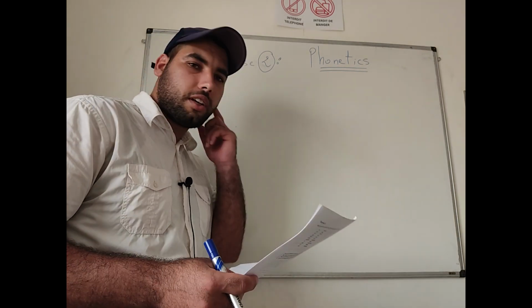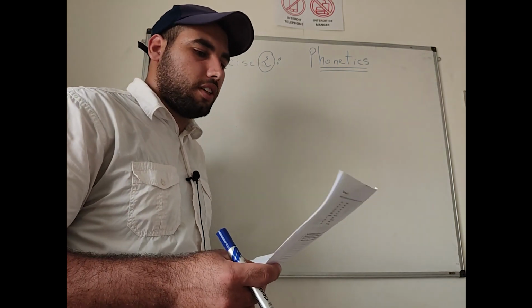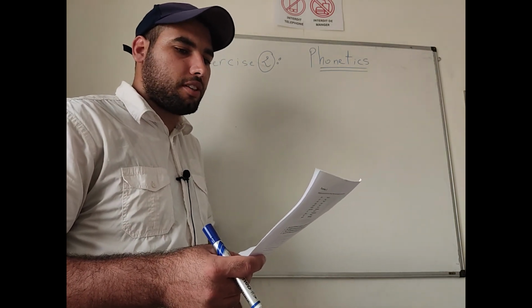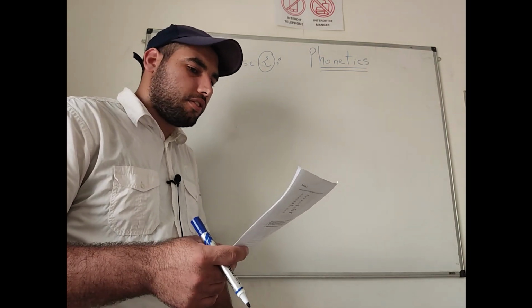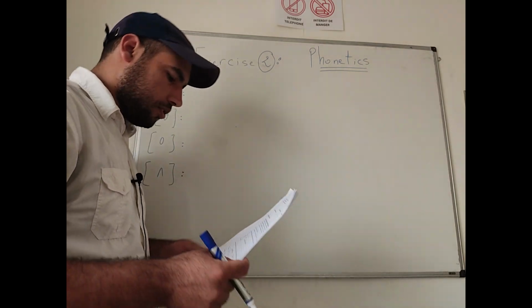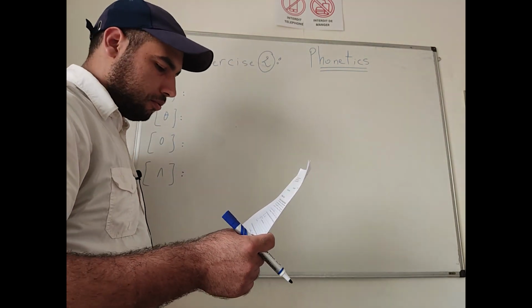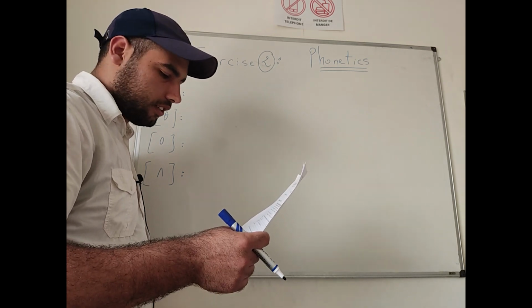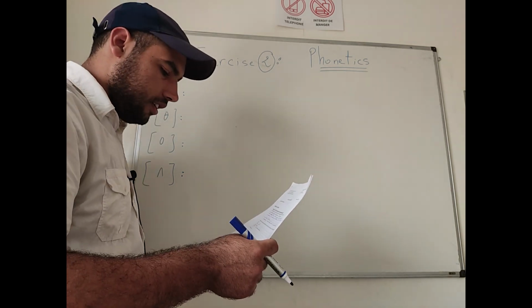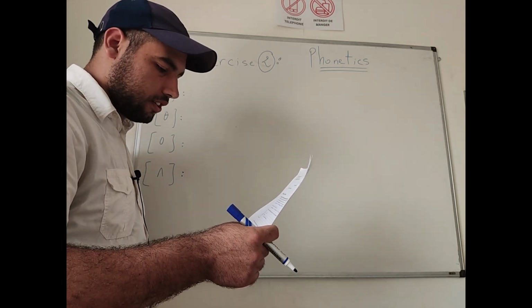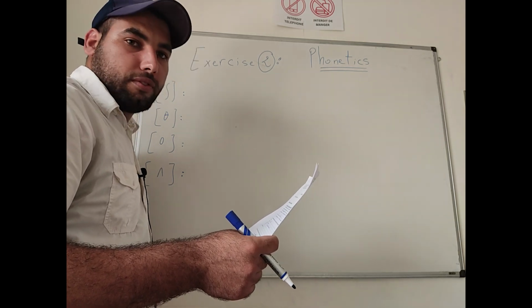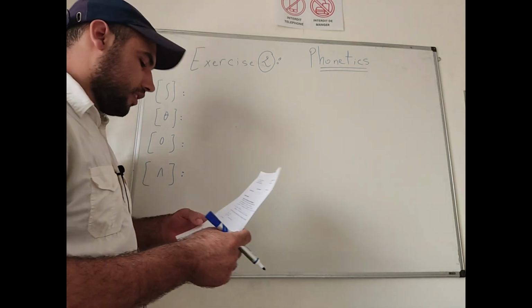So hello everyone. Today we are going to continue the correction of the final examination of phonetics and phonology. And we are going to start with exercise number 2, which concerns the phonetics field. Here we are given the instruction to write the feature description for some sounds. Here we have the consonants.